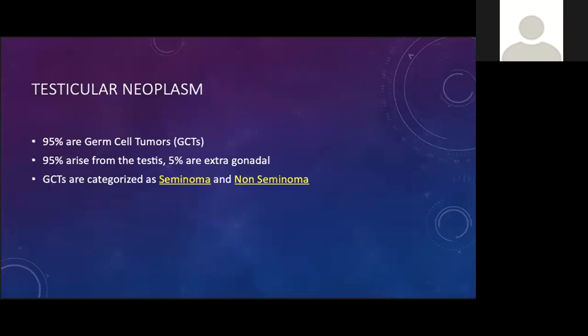So the theory regarding this is that they originate from germ cells that mismigrated along the genital ridge and were able to survive in an extragonadal environment, and the migration from the testis to the extragonadal location. And GCTs are also categorized as seminoma and non-seminoma.